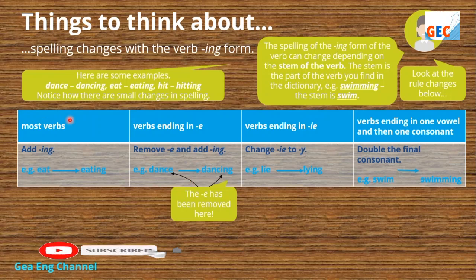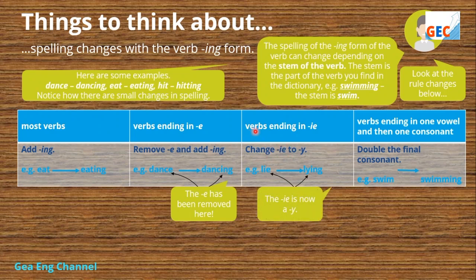Now here, most of the verbs just add ing. For example, eat, eating. And verbs that end in e, you need to remove e and add ing. For example, dance and dancing. The e has been removed here, so dance becomes dancing. Verbs ending in ie, you need to change ie to y. For example, lie, lying. So the ie is now y, then add ing.